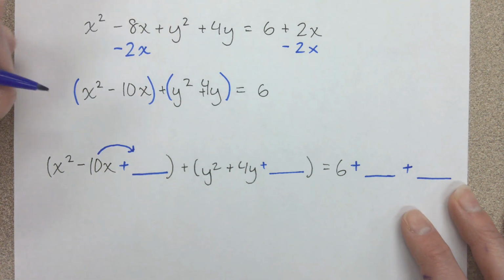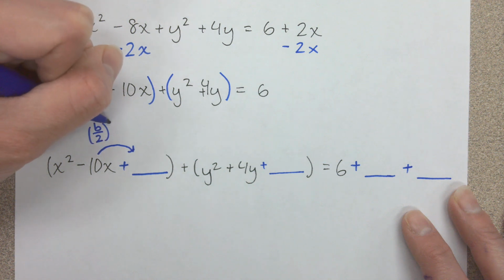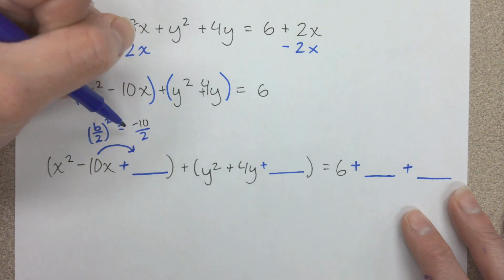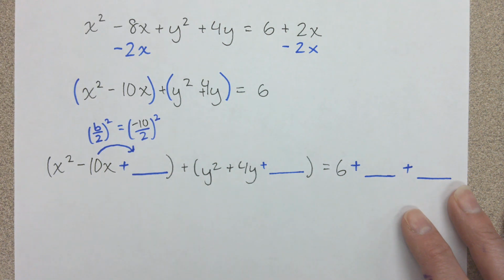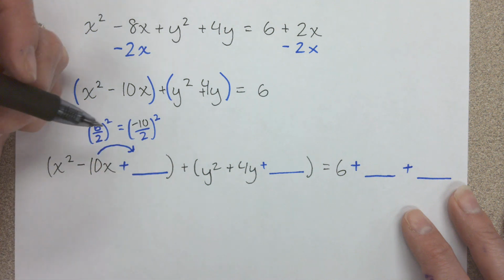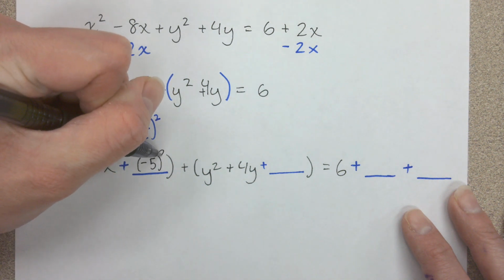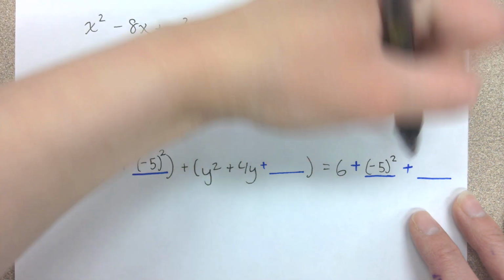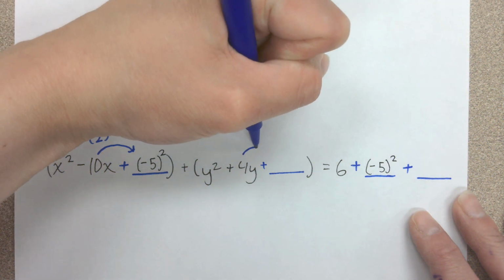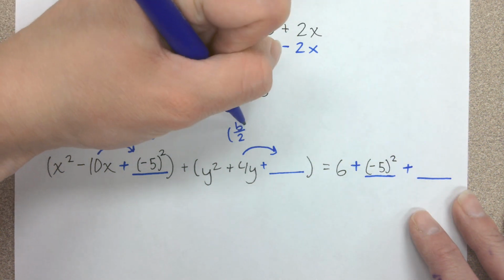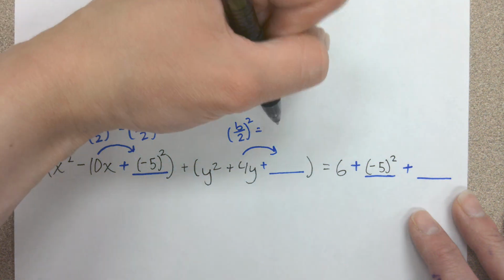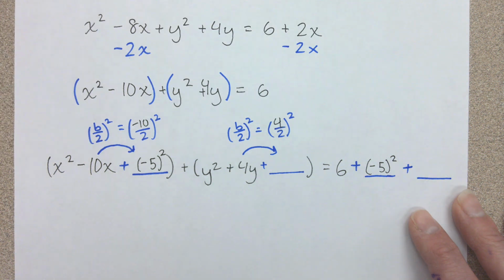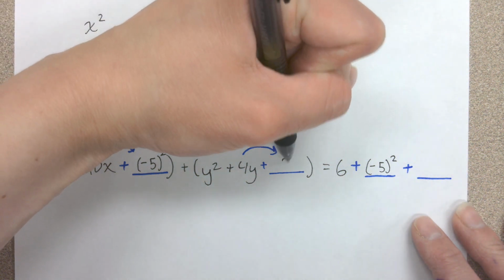And then to complete the square, we take the b term, it's b over 2 squared. This time b is a negative number, negative 10 over 2 squared. Now when it's negative, you got to be extra careful and use parentheses. This will be negative 5 squared. And then I'll add negative 5 squared to the right side. And again with the y's, b over 2 squared. This time b is just 4. Four over 2 squared. 4 over 2 is 2, so this is 2 squared.